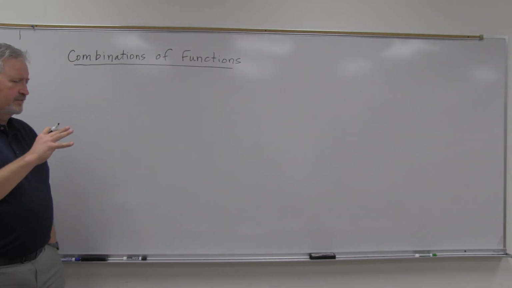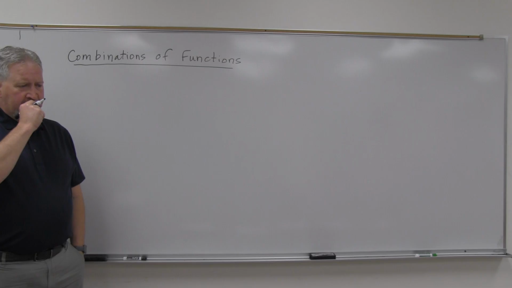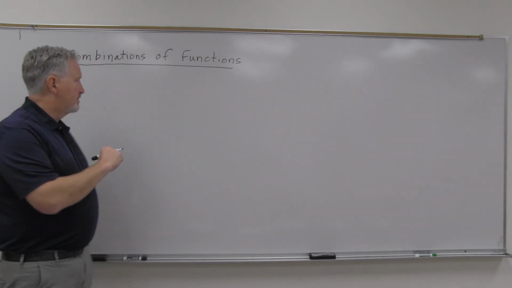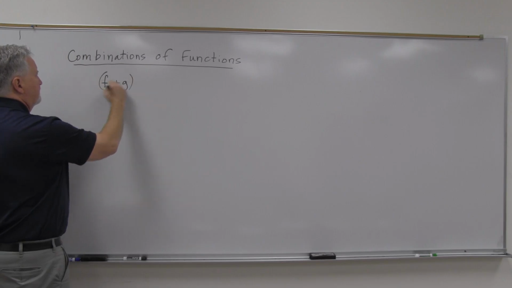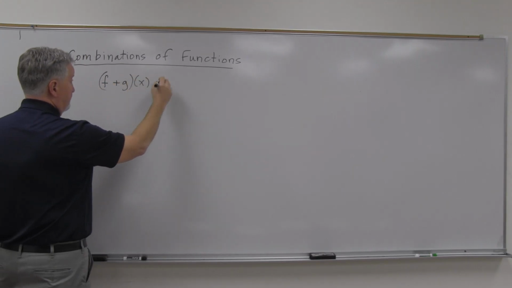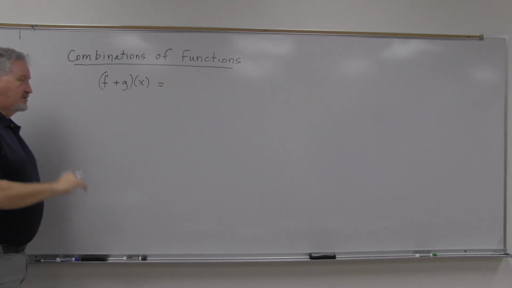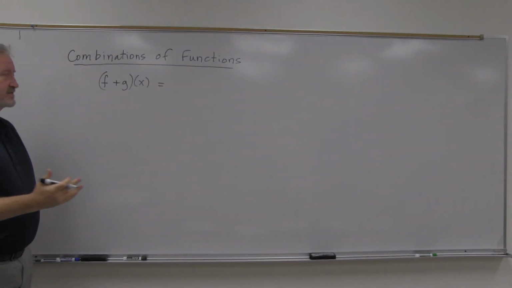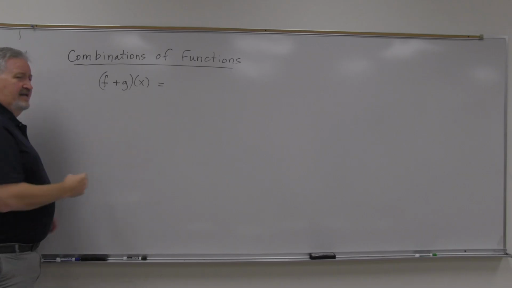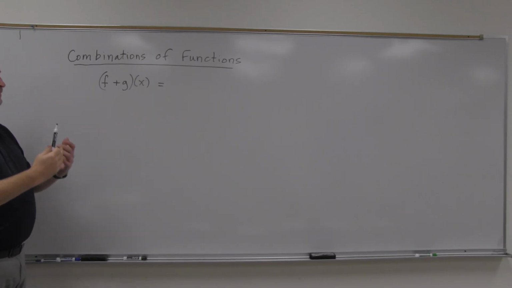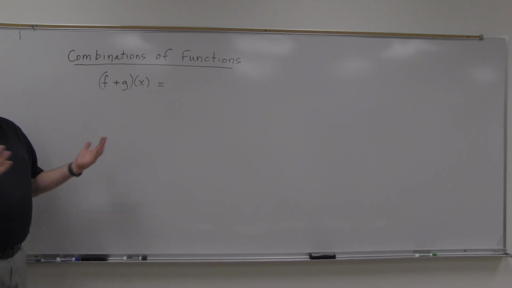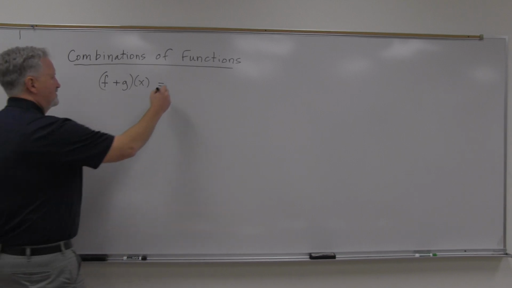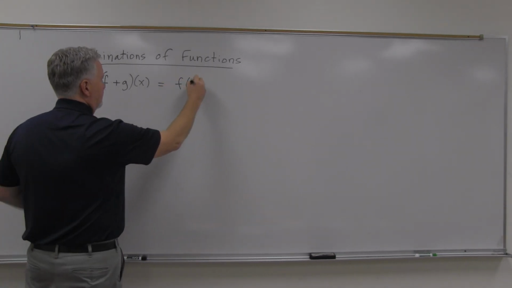There's 4 of these, and then I'll do a 5th one. It's a little different. You may have seen it before, but so combination. So it's just adding functions, subtracting functions, multiplying, dividing. Starting with f plus g of x. So we're basically naming a new function out of 2, and this particular one is f plus g, and it's just like you would hope. What you do is you take the 2 functions and add them together.